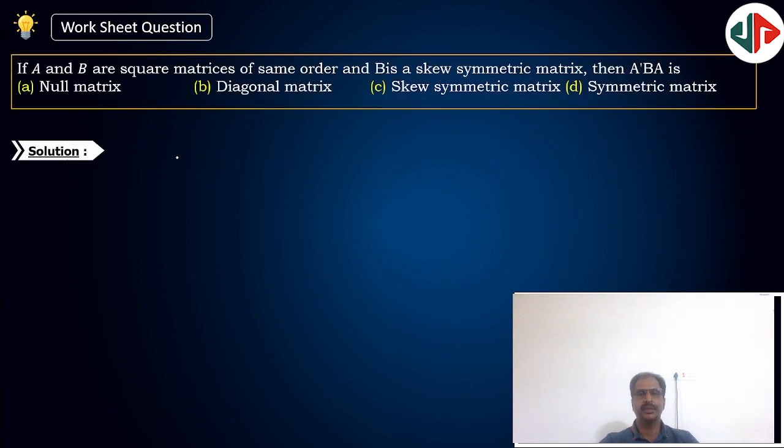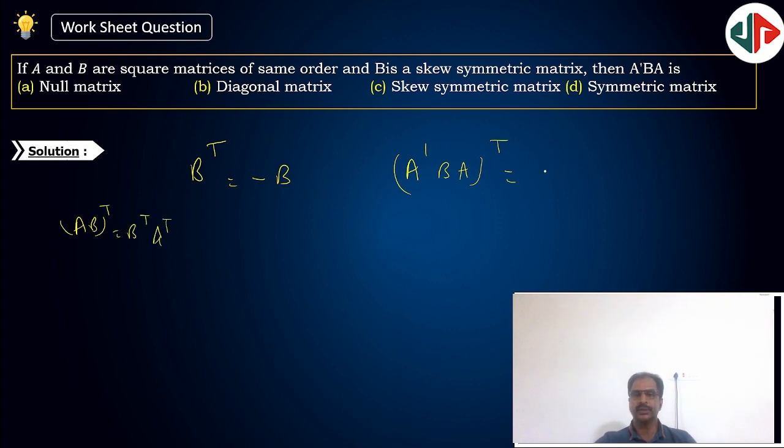If A and B are square matrices of the same order and B is skew symmetric, so B transpose is minus B, then A dash B A is which type of matrix? To know whether it is symmetric or skew symmetric, first you have to find the transpose. What is the property of A into B whole transpose? B transpose A transpose. So by applying this property here, you get A transpose, B transpose, A transpose, whole transpose. A dash and transpose are both the same.